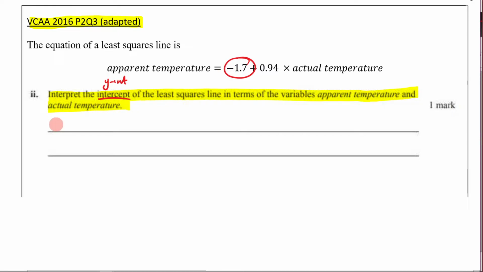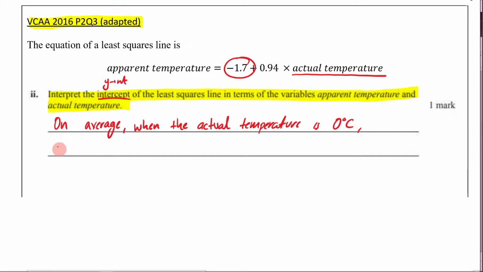We're going to write, using the template that we have provided you, on average, when the explanatory variable, which is the actual temperature, is 0 degrees Celsius, the apparent temperature, so your response variable, is negative 1.7 degrees Celsius. And that is what your answer is going to be, using the template we have provided you.